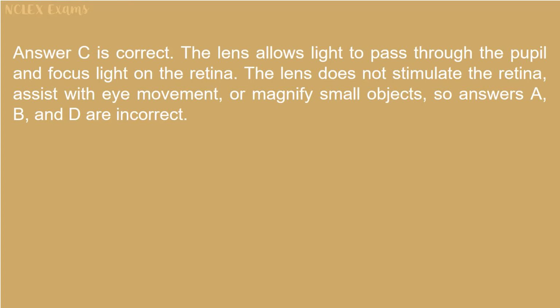Answer C is correct. The lens allows light to pass through the pupil and focus light on the retina. The lens does not stimulate the retina, assist with eye movement, or magnify small objects, so answers A, B, and D are incorrect.